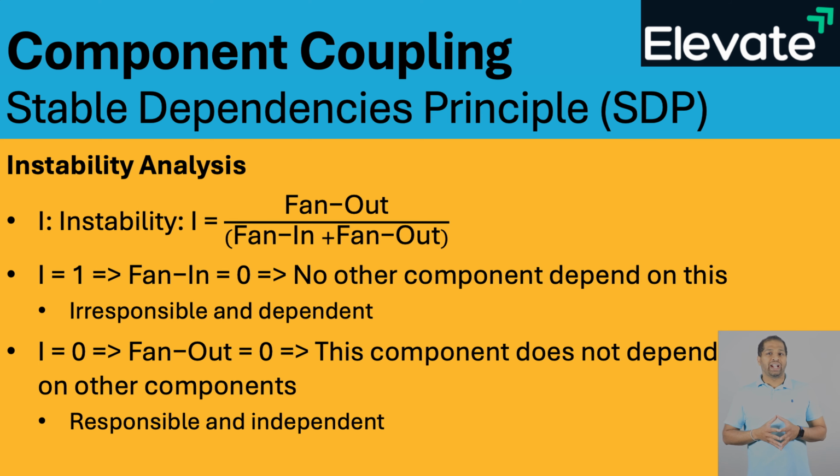When I equals 1, that means fan in equals 0, which suggests that no other component depends on this. So this component is not responsible for any other component, and we say it is irresponsible. And it's dependent as only other components depend on it. When I equals 0, that means fan out equals 0. This component does not depend on other components. So this is an independent component. But as it is responsible for other components, it is a responsible component.